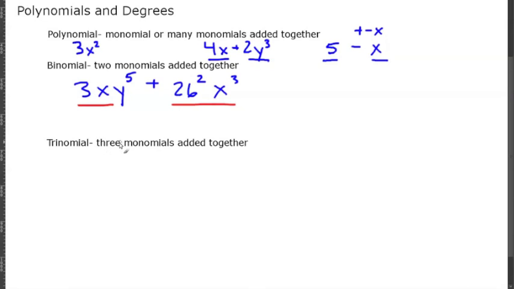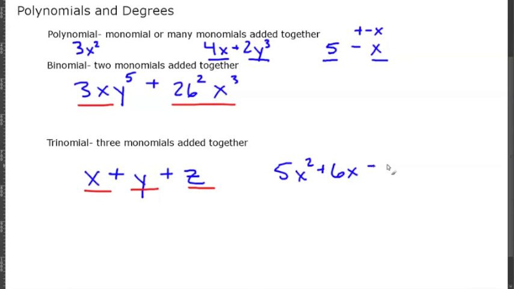A trinomial is three monomials added together. So if we were to have x plus y plus z, each of these is a variable, therefore they are monomials, and they're added together and there's three separate terms. Another example of a trinomial would be 5x squared plus 6x minus 3. Three separate terms, 5x squared, 6x, and a negative 3.